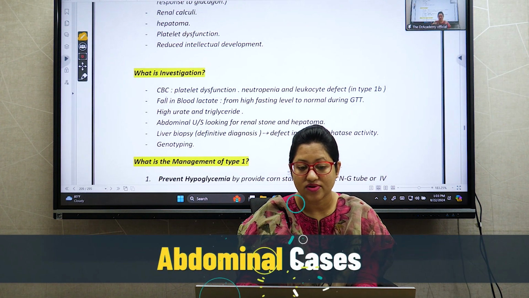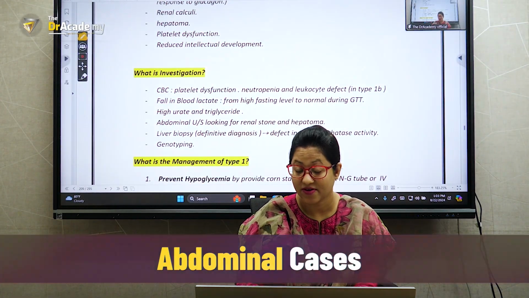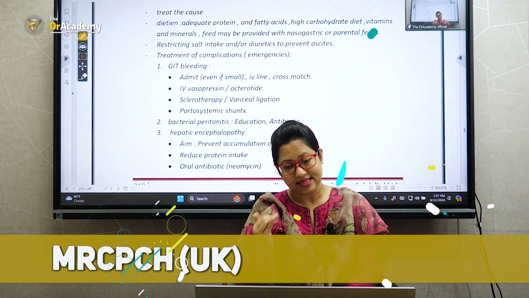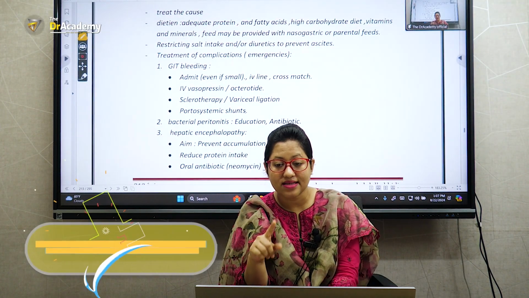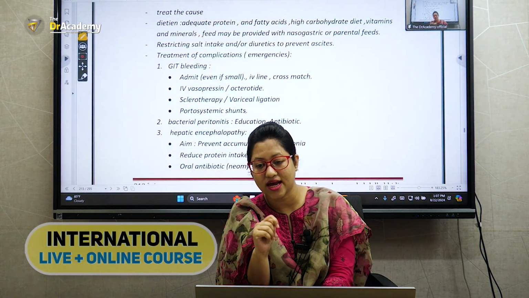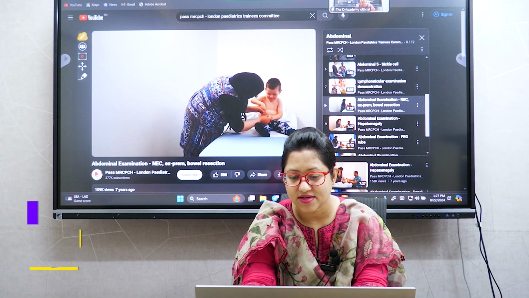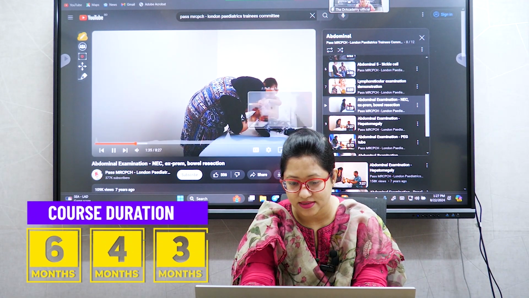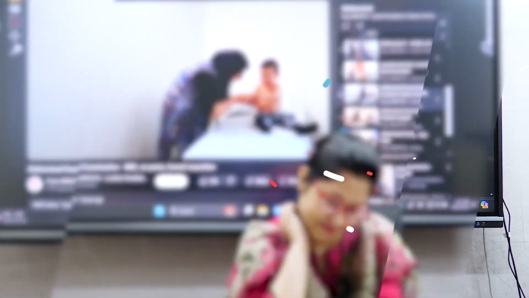In the investigation, in the CBC, you will find platelet dysfunction, neutropenia, and leukocyte defect. Very important. In the exam hall, you will not be given a child who is actively GI bleeding, but the examiner might ask you, if the child is GI bleeding, what steps you want to continue. Sometimes you might get some difficulty while examining such babies, but you have to give instructions and make them comfortable, okay?